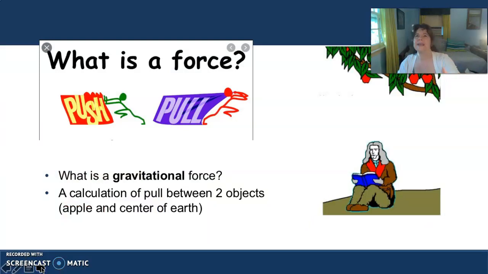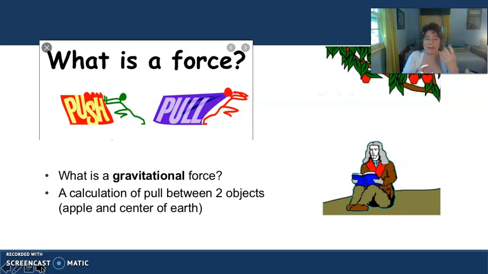Now, what is a force then? Well, a force is a push or a pull. It's an easy way to say it. When we're talking about the force of gravity, we're talking about a pull, a calculation of pull between two objects. In the case of Newton and his theories of gravity, we're talking about the pull between the Earth and the apple. They pull toward each other.